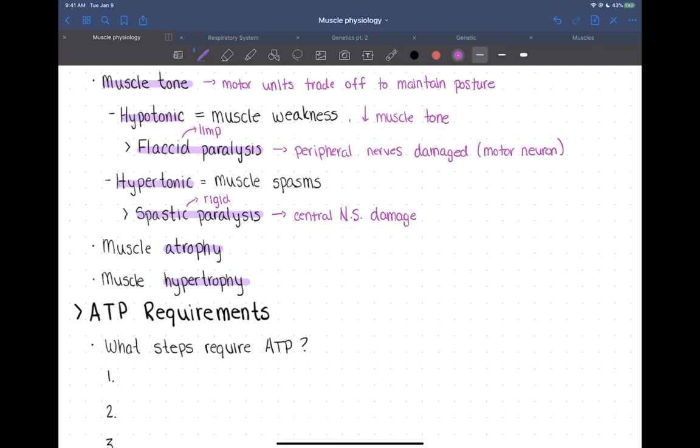Okay, and so the reason this causes the muscles to spasm is because when you damage certain parts of the central nervous system, that's the brain and spinal cord, you lose inhibition on the muscles. So things that tell the muscles not to contract at certain times. All right, and so then they spasm, right? So loss of inhibition.